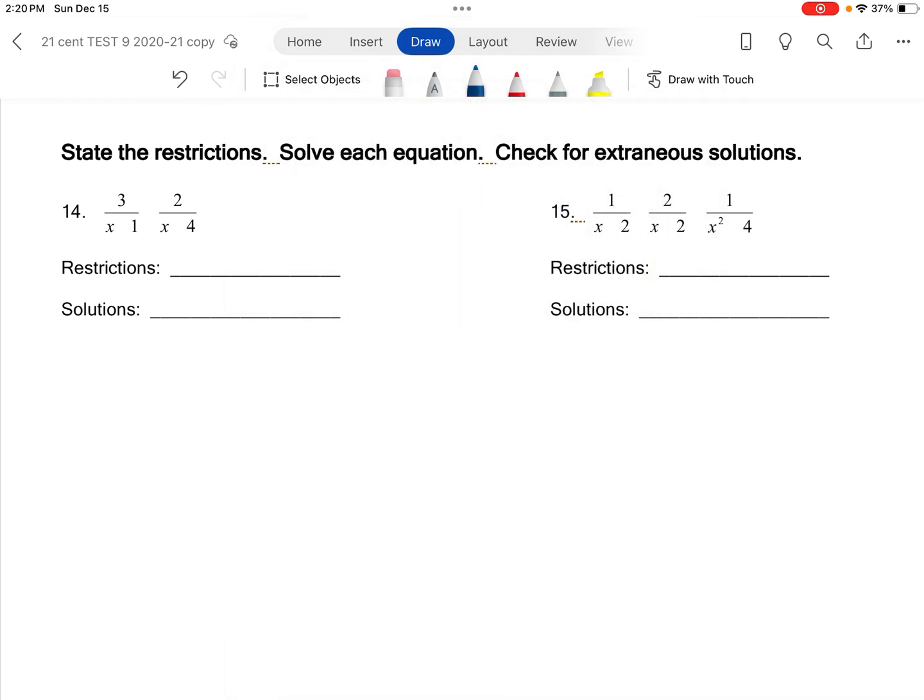All right, in the next one, number 14 has an equal sign. So again, when we have an equal sign, just like with complex fractions, we want to eliminate the denominators. So we need an LCD to multiply by. I see x plus 1 as one of my denominators, and I see x minus 4 as one of my denominators. So that is my LCD. So I'm going to take a moment and write that in every numerator.